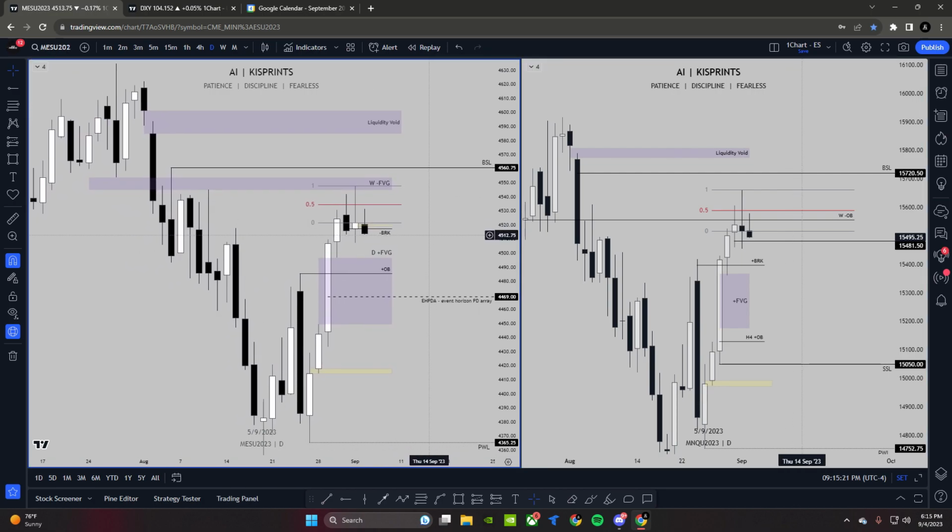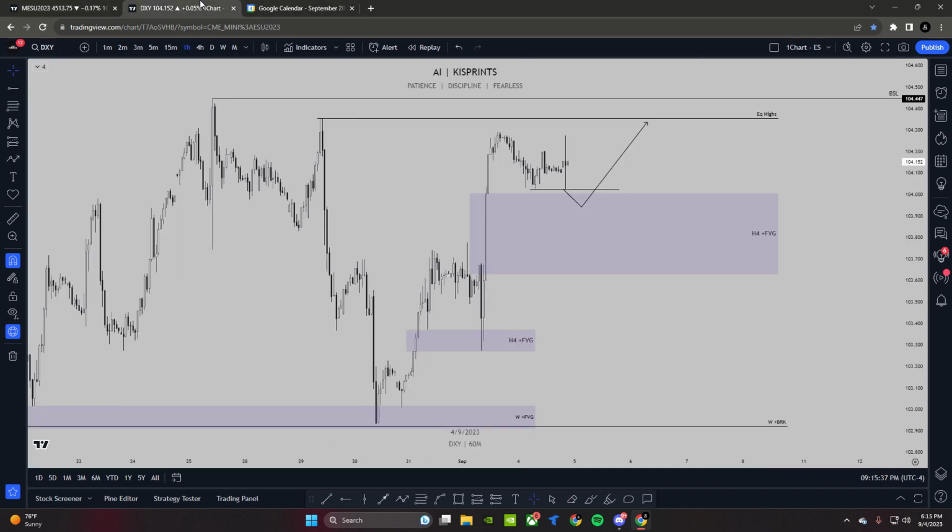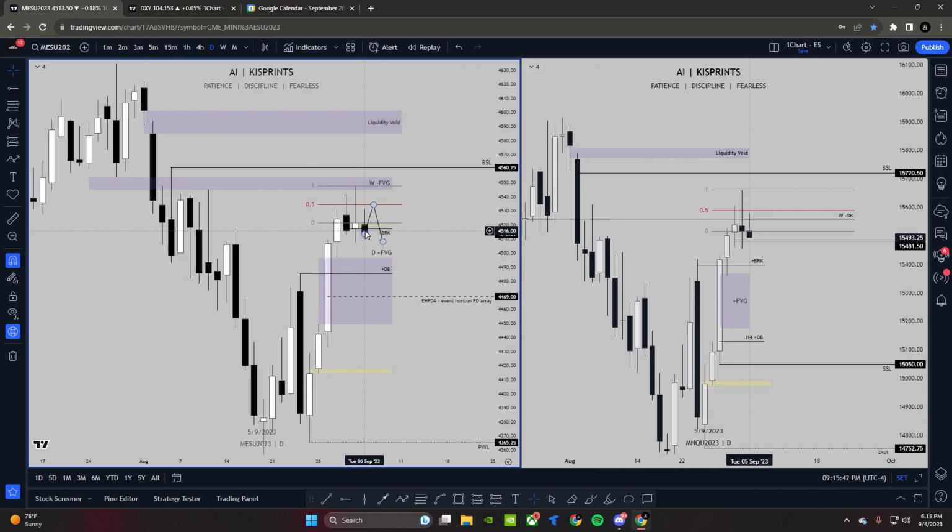Now, what can we expect now? So going into tomorrow, Tuesday, I would like to see a Tuesday high of week. So I would like to see something like this, where we come up, tap into the 50% of the weekly wick on both indices. At the same time, I'd like to see the dollar tap into this 4-hour BISI. So dollar low, indices higher, right there.